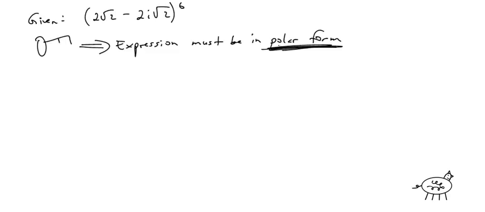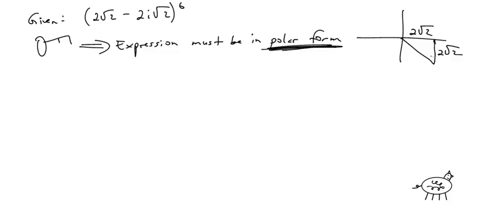Well, that's pretty easy. What we're going to do is draw it down in the 4th quadrant, because we have a positive real value and a negative imaginary value. So this is going to be 2 root 2 here, and this is going to be 2 root 2 here.